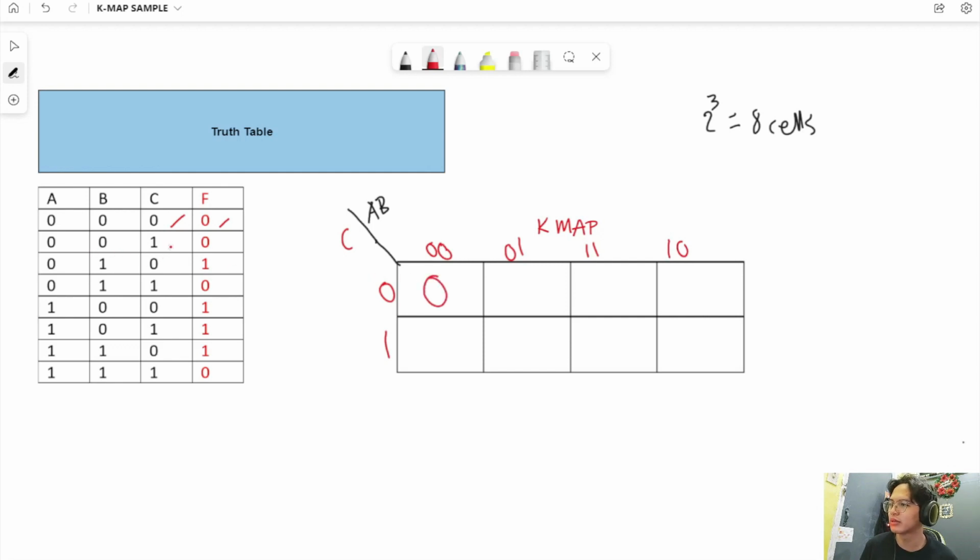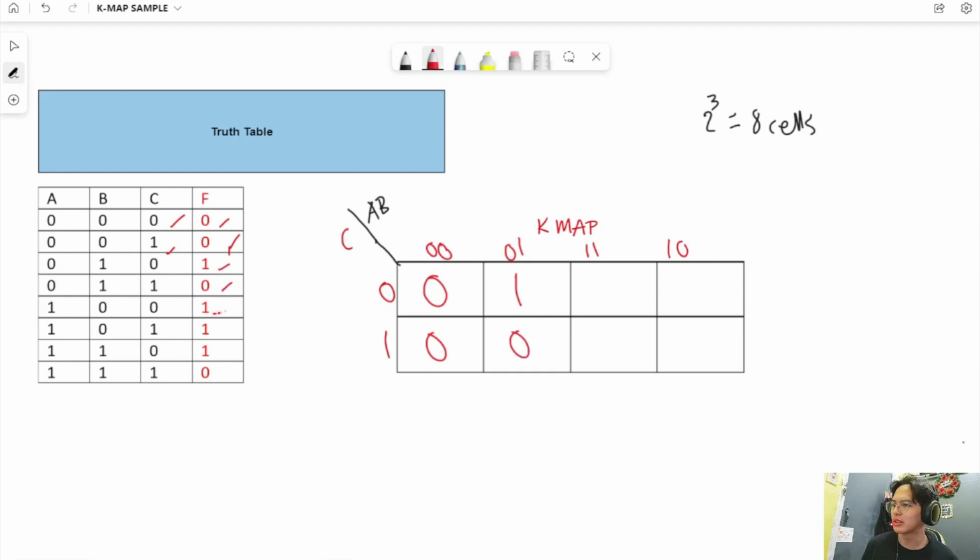The second row, we have 0, 0, 1, meaning A and B are 0 and letter C is 1, so what we put here is its functional value, which is 0. For the third row, take note, its functional value is 1. So 0, 1, 0. Let's find the 0, 1 in AB and the letter C, 0. So it's located here. We put 1 here. For the next row, 0, 1, letter C, 1, and its functional value is 0. So we put 0 here.